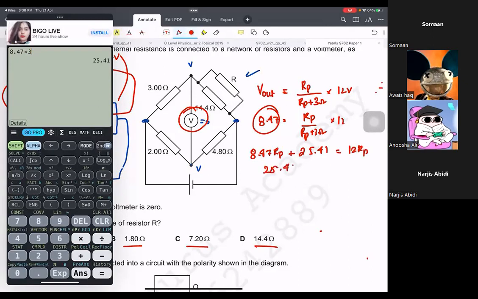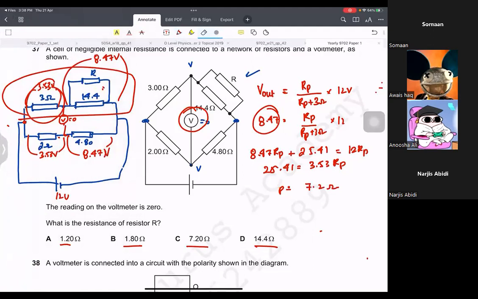So 25.41 equals 12 minus 8.47, which is 3.53 RP, and RP will be 25.41 divided by 3.53. That is 7.2. 7.2 ohm is what we need in total if we want to win. Now I know my answer is going close because one of the answers is already there, which is not right. So I know C is not correct, but I'll check now.